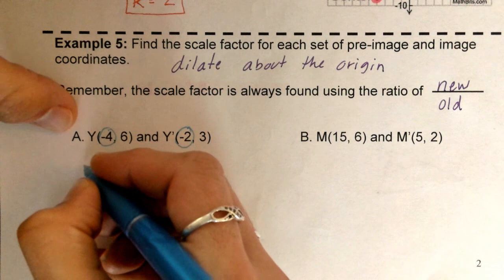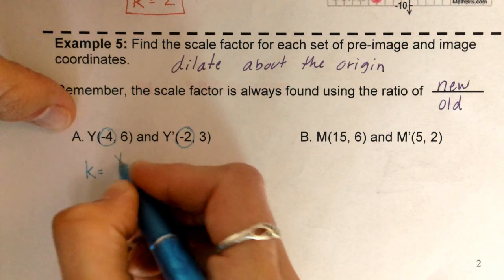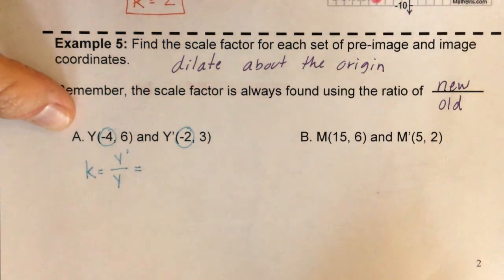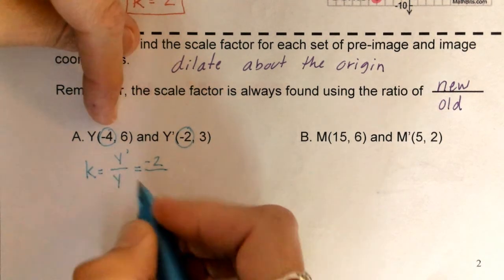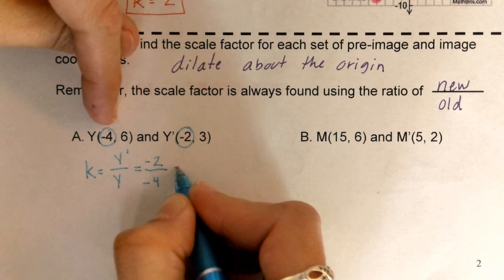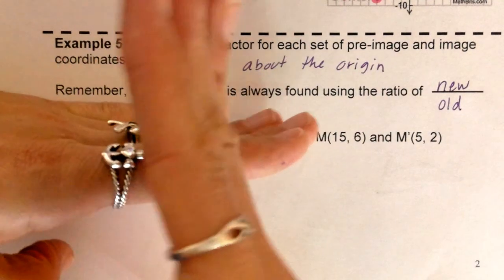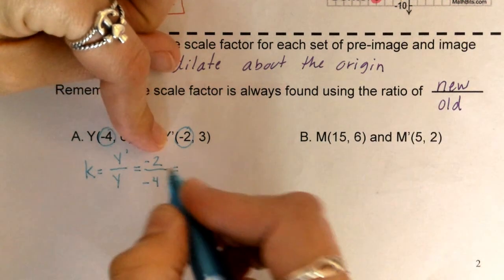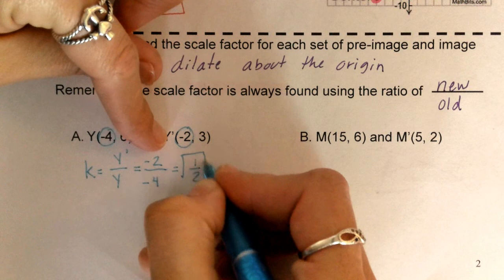So here, my scale factor, remember our new, the prime, y prime over the original or old y, we're going to wind up with the -2 over the -4. We need to realize here that we have two negatives. A negative and a negative are going to make a positive. So then the 2/4 is going to simplify down to a positive 1/2.